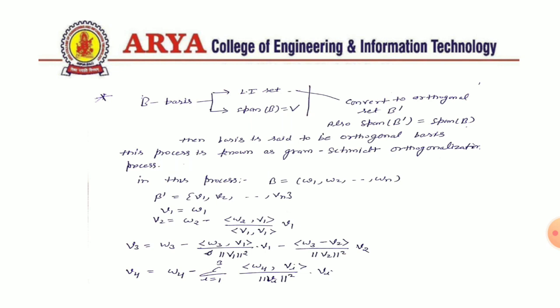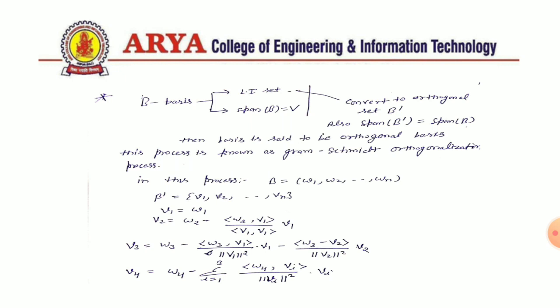If these two conditions are satisfied, then we say that the basis is an orthogonal basis. Which means that to prove this basis is an orthogonal basis, first of all we convert it to an orthogonal set B dash, and also span of B dash equals span of B. Then this basis is said to be an orthogonal basis. This process is known as the Gram-Schmidt orthogonalization process.